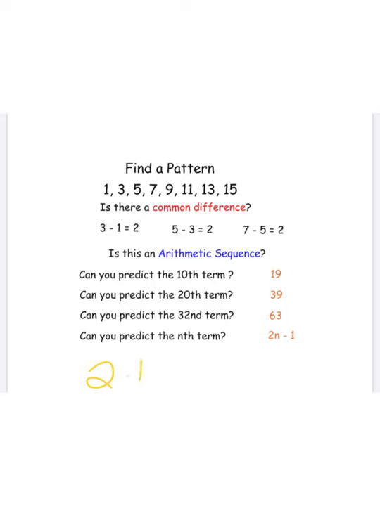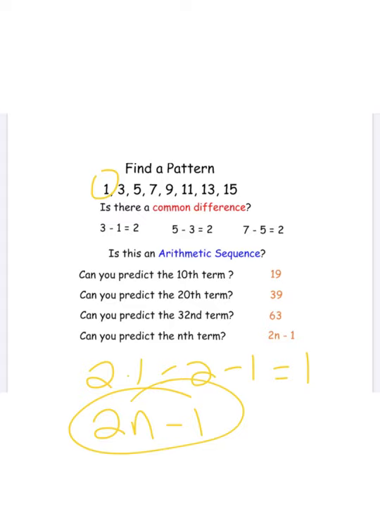multiply it by 1, because my first term is always term number 1. So 2 times 1 is 2. But our first term in our list isn't 2. Our first term is 1. So how can I get from a 2 to a 1? I can take away 1, which is what gives me the 1. So in my expression, I have my common difference. I replaced the 1 with my variable, and then I subtracted 1, so my expression is 2n minus 1.